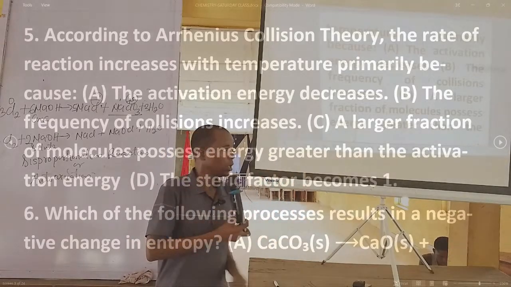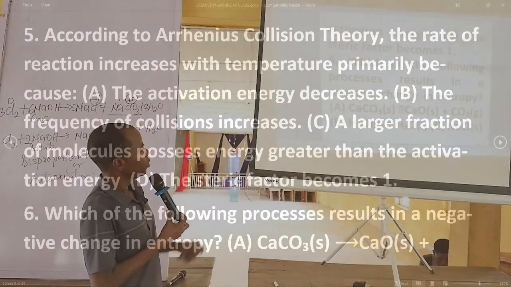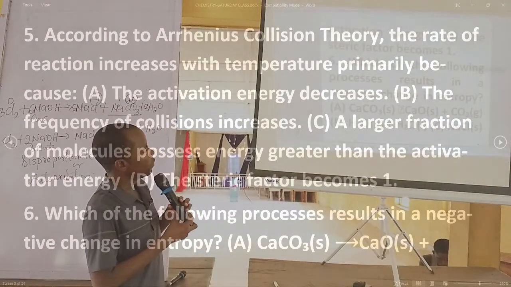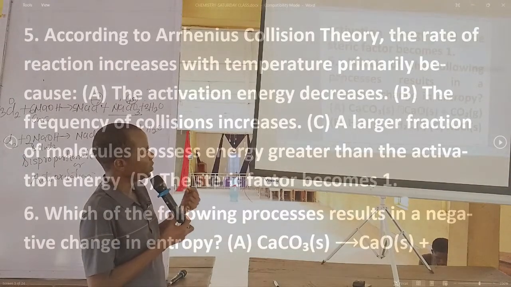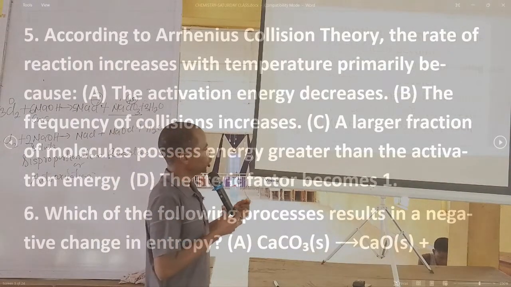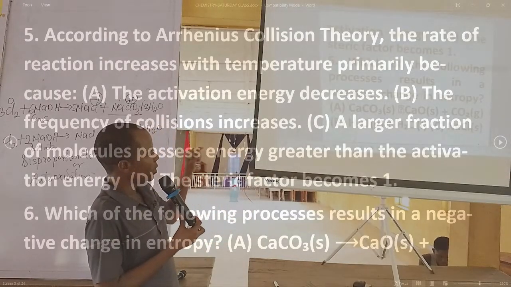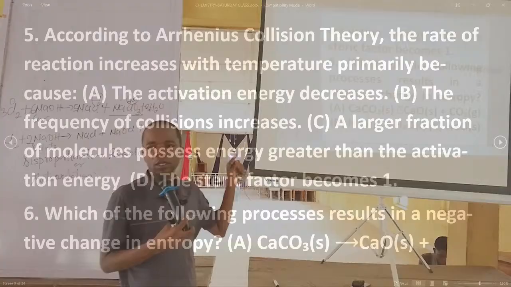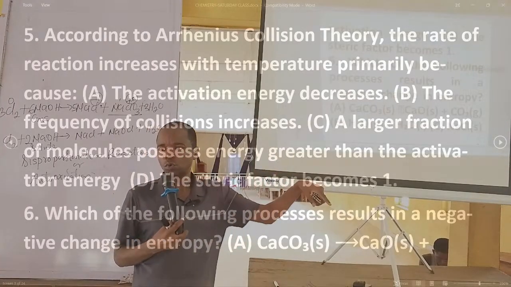Let's come to number 6 now. Which of the following processes result in a negative entropy change? And those places where you see a question mark, there are supposed to be arrows there, pointing from the reactant to the product.